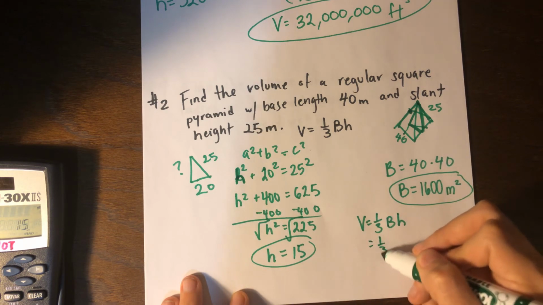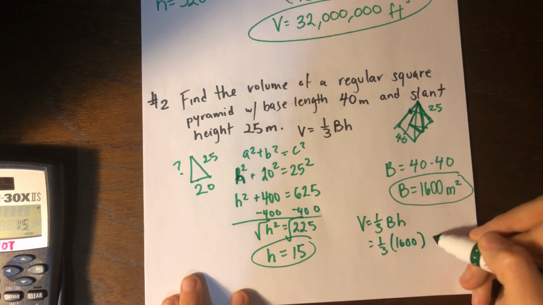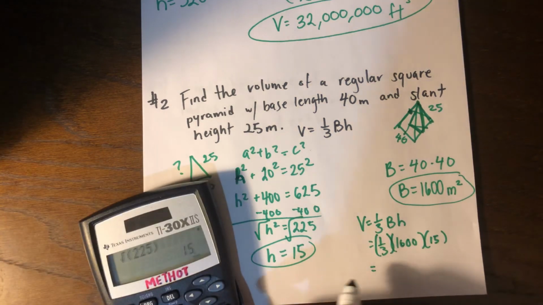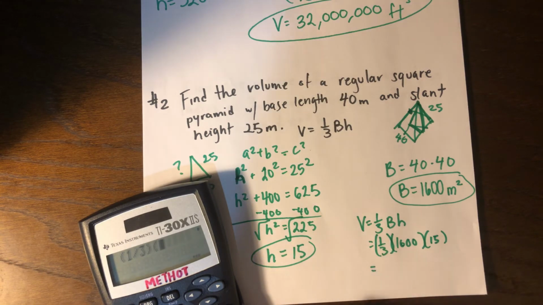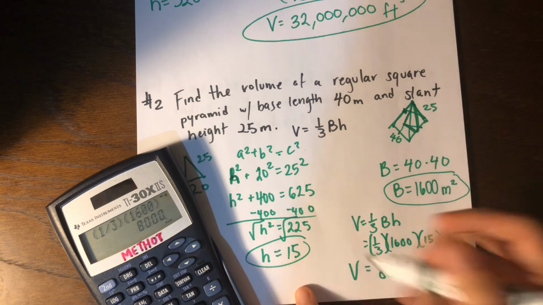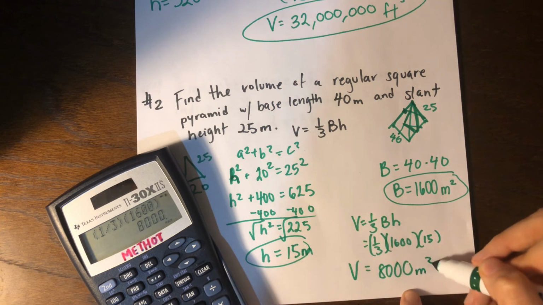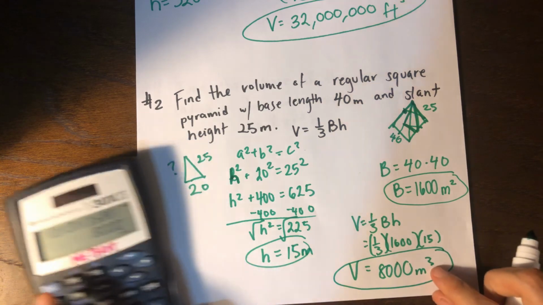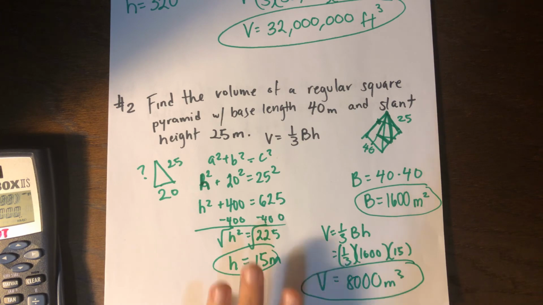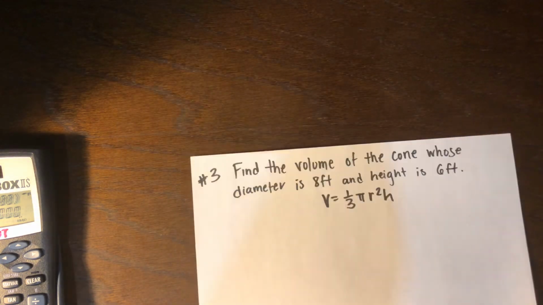So I have a third times 1600 times 15. I'm going to put that all in parentheses, type it into my calculator, then solve. 1600 times 15, and I get 8,000. So the volume is 8,000, and it's meters squared times meter here, so it's meters cubed. Volume is always going to be in cubes. So this one is our answer. Always feel free to pause the video if you need to copy something down.